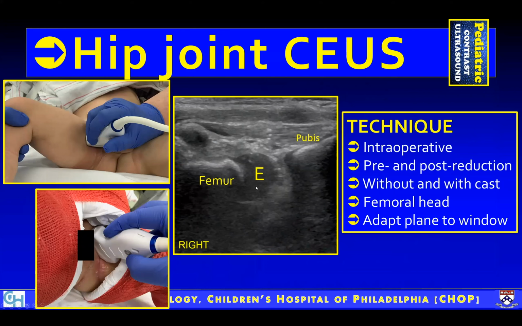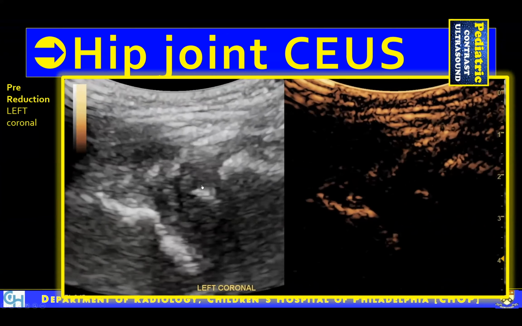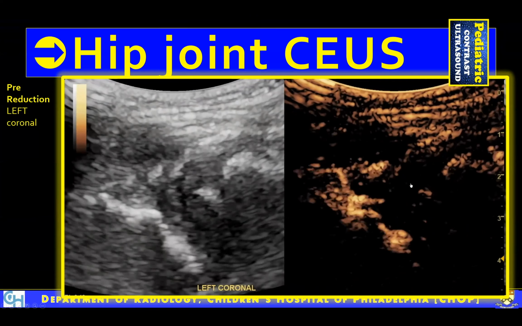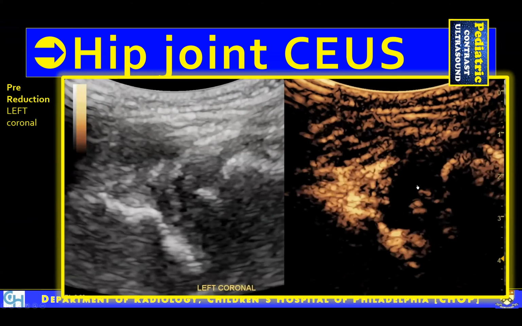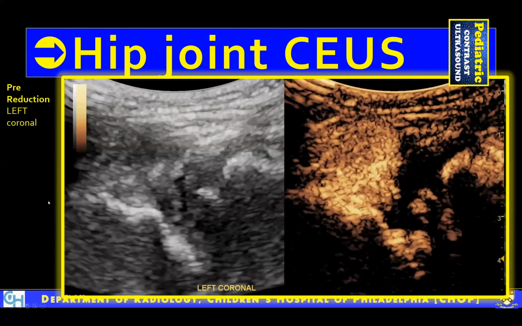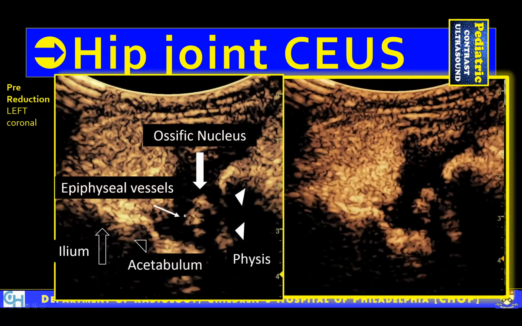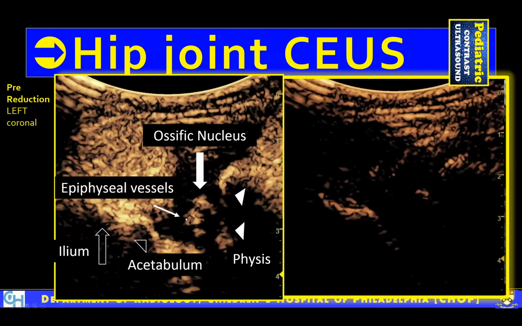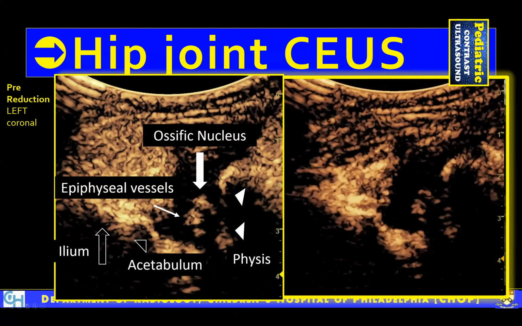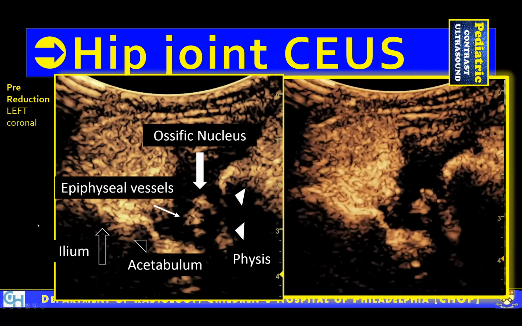You see the femur, the femoral head, the pubis, and we do it before and after contrast administration. So this is the hip joint. Here is the femoral head. And then you'll see the contrast that is coming, and you have the cartilage in the femoral head. So here is the ossific nucleus, the epiphyseal vessels, you can see them. And so you have a good evaluation of the contrast enhancement of the femoral head.